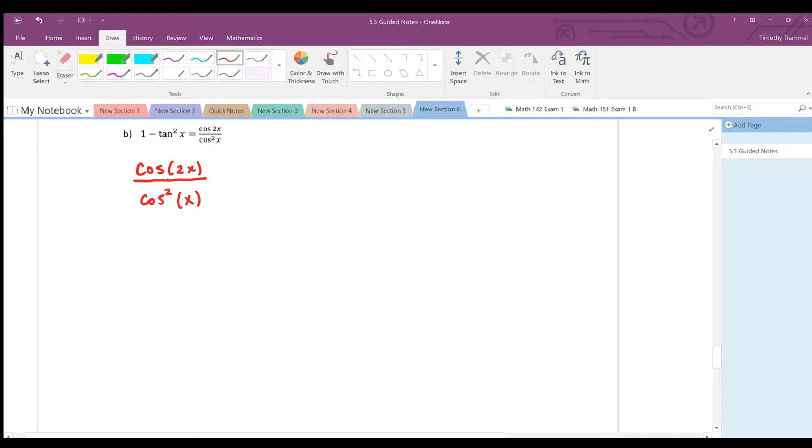All right, and the next thing that I'm going to think about is, well, in the end, I would just like tangent of x. I don't want tangent of 2x. So let's try and get rid of the fact that we do have a 2x here by using one of our new trig identities. Okay, so cosine of 2x is actually equal to a few things, right?